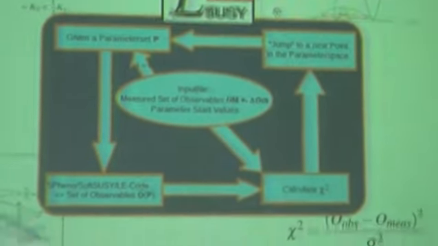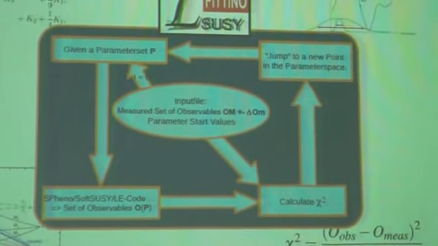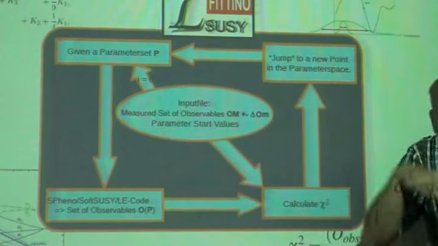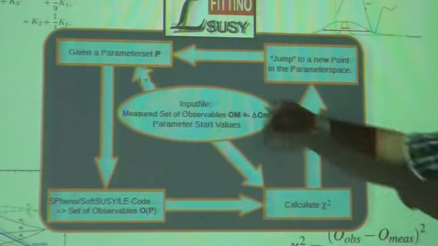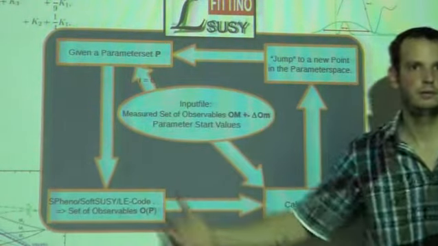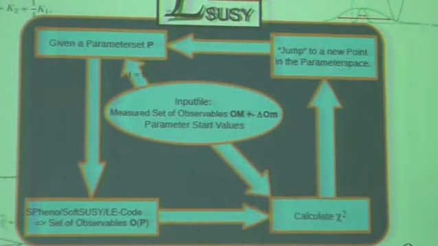Fittino is a software package, and in Fittino all these algorithms to jump around in the phase space are defined and implemented, and then Fittino calls external programs like SPheno or SoftSUSY to do all the calculations. And then in the final step, Fittino grabs all the information from the external codes that it needs, and then Fittino calculates the chi-square.